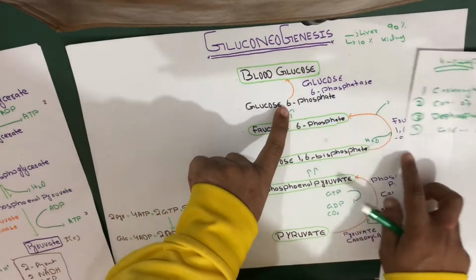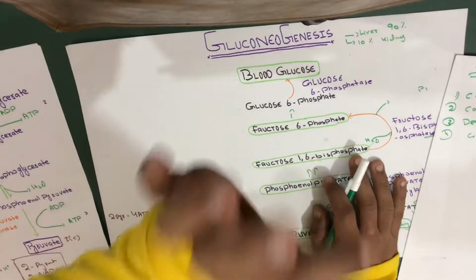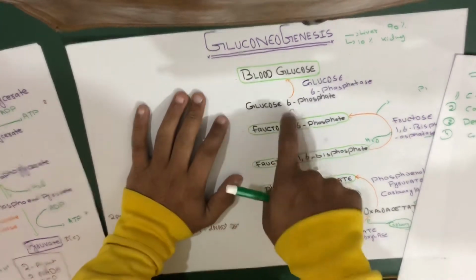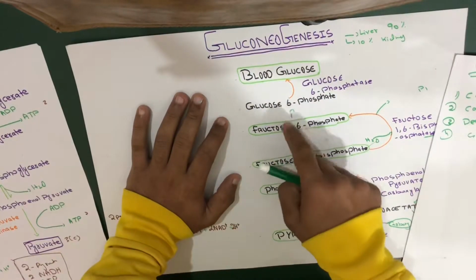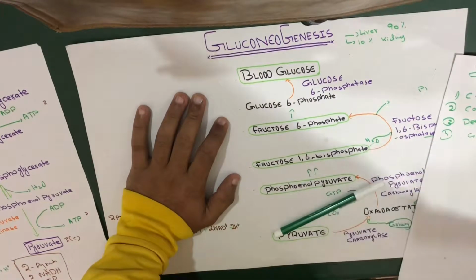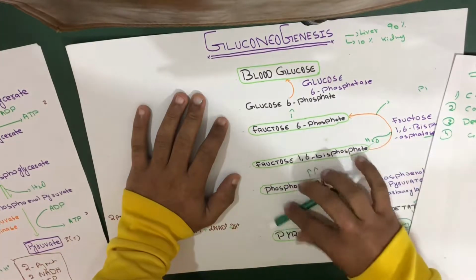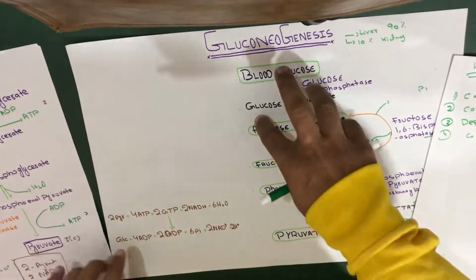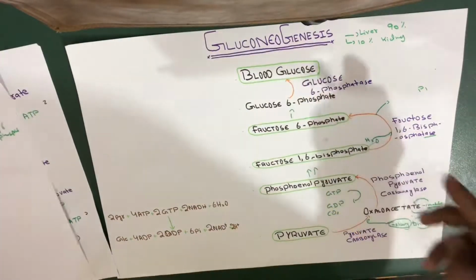This reaction actually occurs in the lumen of the endoplasmic reticulum. Remember this one by heart. The conversion of glucose 6-phosphate into blood glucose only occurs in the lumen of your endoplasmic reticulum. And finally, as this occurs, we're getting our blood glucose. All right, this was a very easy concept regarding gluconeogenesis.